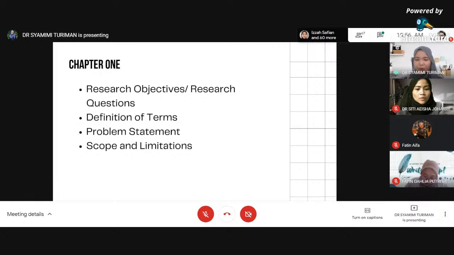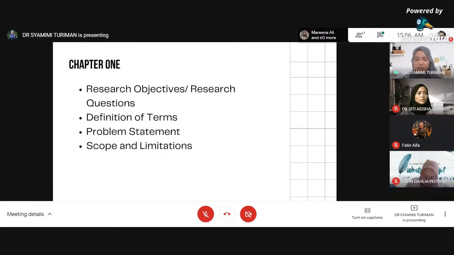How is that variable, or whatever term you decide to include in your study, defined within the scope of your study? Because your definition of young adult might be different from another researcher's definition of young adult.